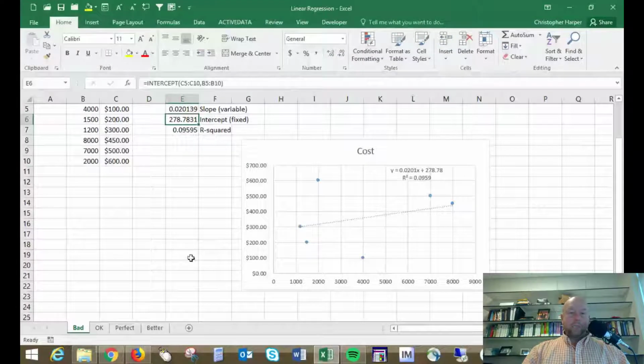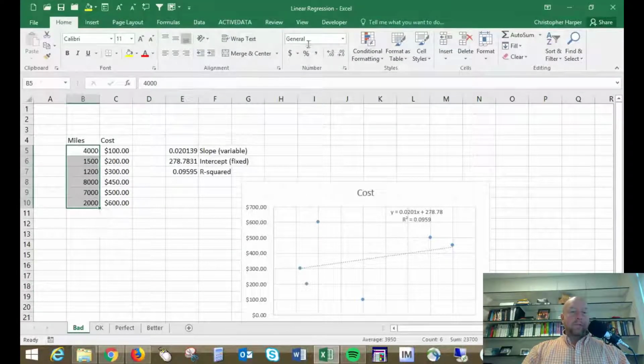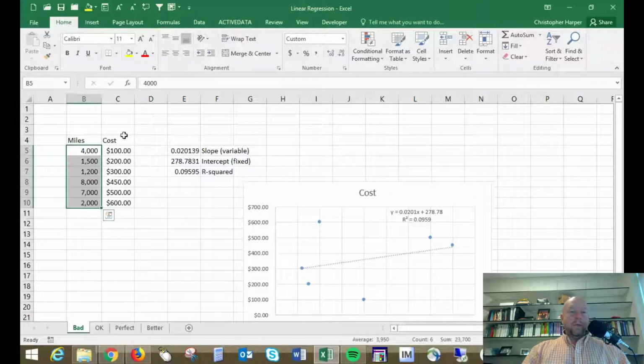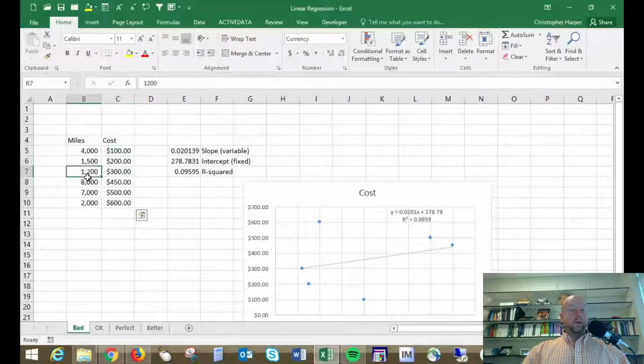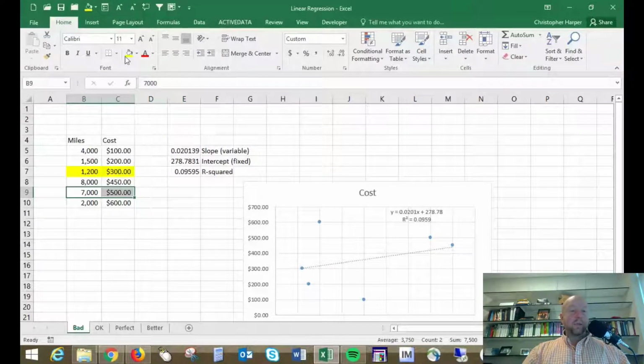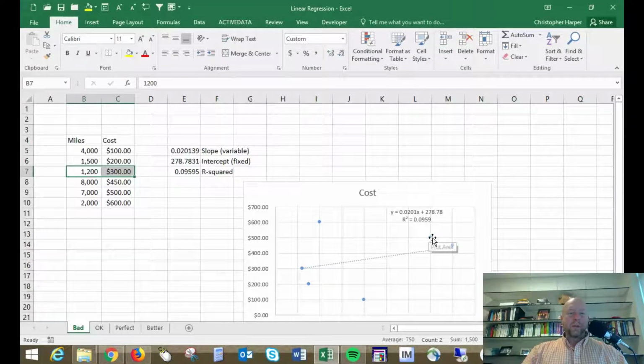Take this example right here. We've got miles driven over here, and we've got cost in total. So as you would expect, when miles increase from, let's say, 1,200 to 7,000, you would expect the cost to increase. But what we have is that some of these are variable, some of these are fixed costs. And this data is plotted over here. And you can see that the function, this line that is the best fit, doesn't do a really good job of describing these data points.